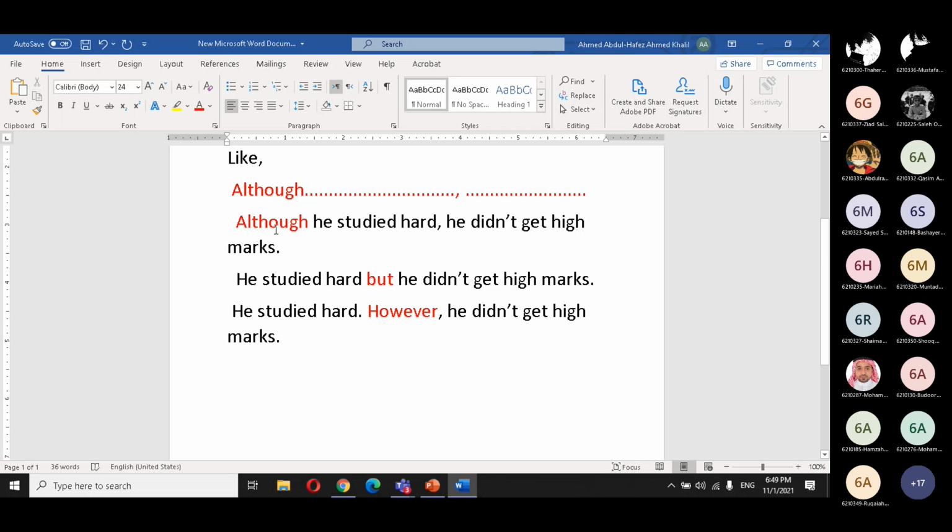Okay. If you write although, you put the first sentence, comma, and then the second one, or statement. With but, you put the first clause, but, and then the second clause. However, you put the first one, full stop. Then, however, comma, the second one. Okay? We use the three of them, although, but, however, when we talk about things are different, when we contrast, talk about contrast, about the differences or contrast. Okay?